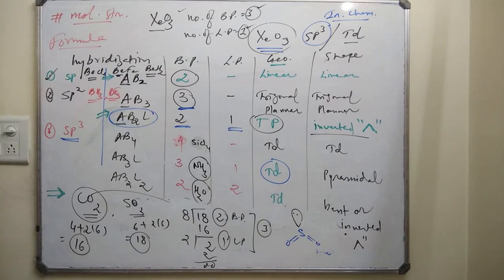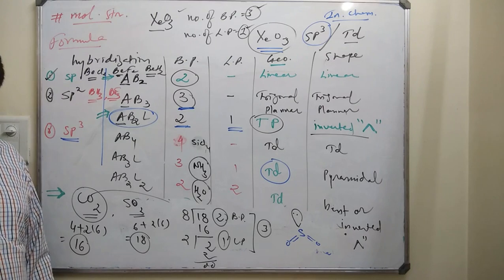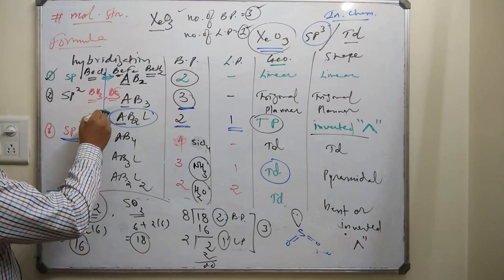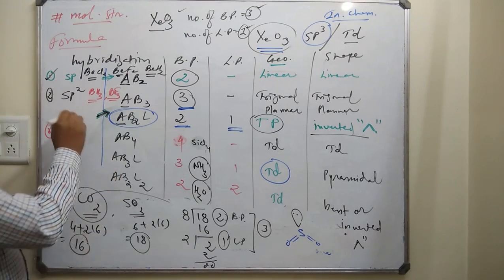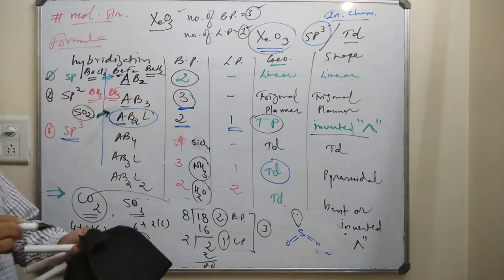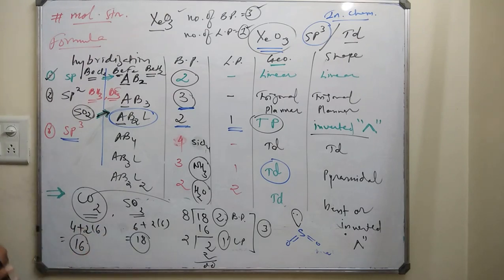Apart from this, CO2 is AB2, SO2 is AB2L. So the involvement of a lone pair. Friends, the example was SO2. So this is what molecular structure is all about.